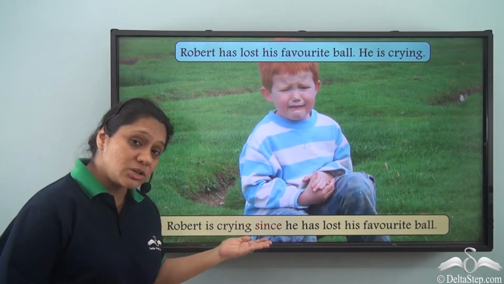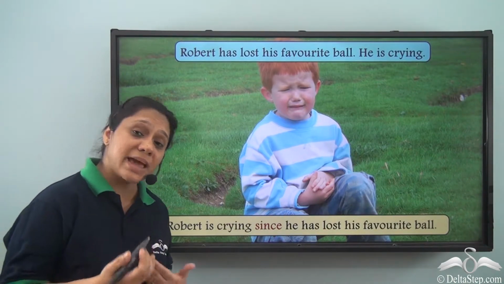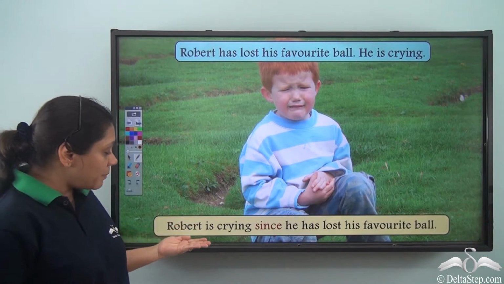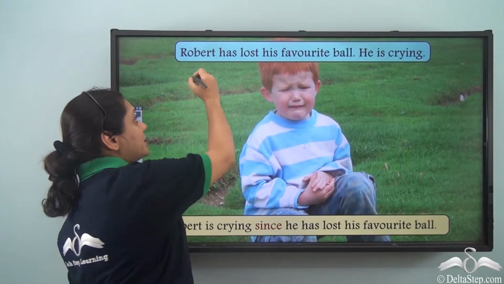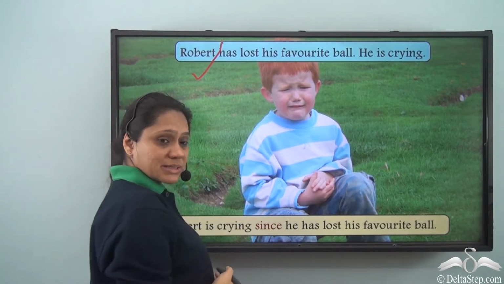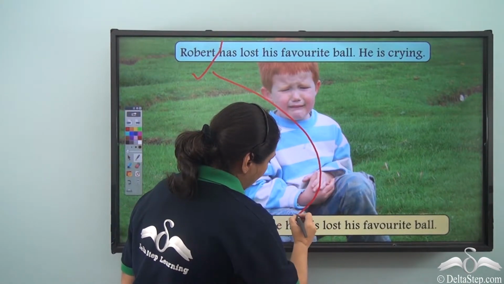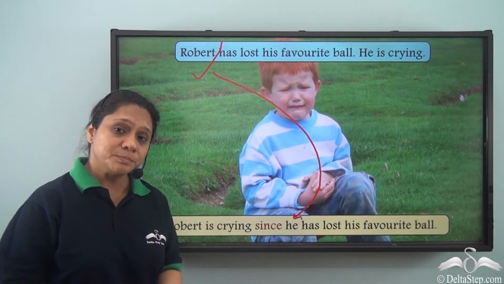We can also use since in place of because. It does the same work as because. Let us see how. Robert is crying since he has lost his favorite ball. So what are we seeing here? The reason Robert has lost his favorite ball is being put after since, just like we were doing with because.